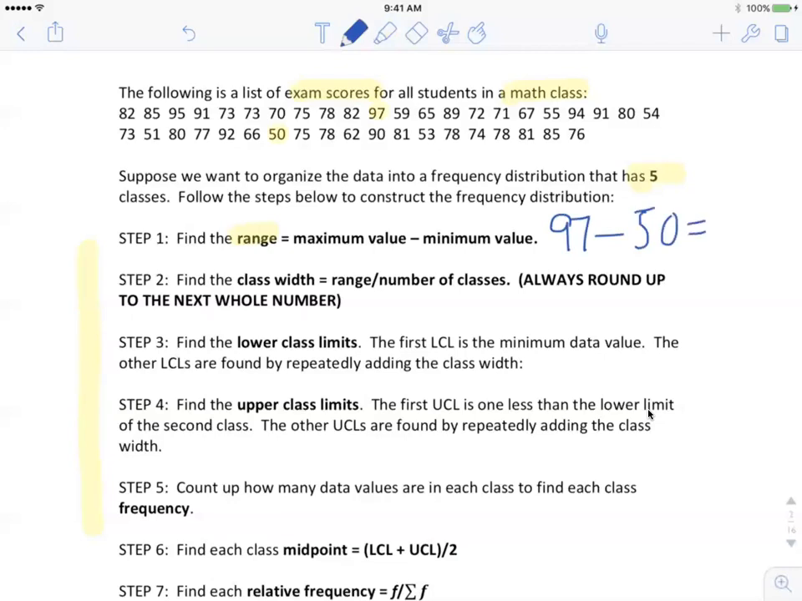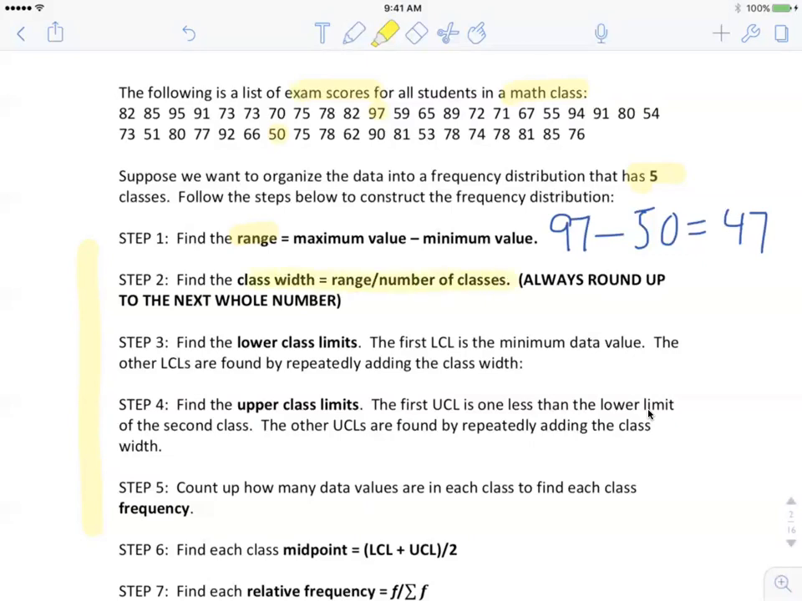97 minus 50 is 47. Okay, that's called the range. Next, I'm going to find the class width. If you don't already have the frequency distribution like that previous example, here's a way to find that class width. There's a little formula for it.